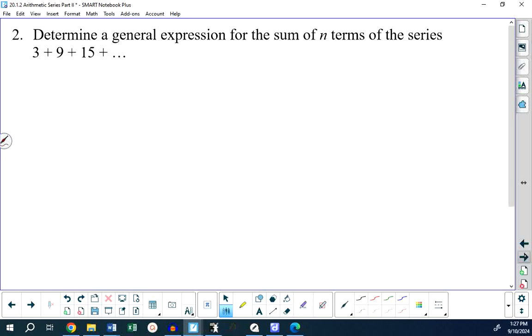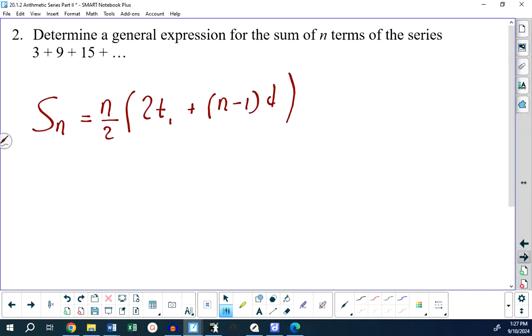Determine a general expression for the sum of n terms. Well, this should be a breeze because we just did this with the question that was asked before, right? I have Sn equals n over 2 times 2t1 plus n minus 1 times d. And these formulas, by the way, would be given to you on a formula sheet. I don't think I've given you a formula sheet yet, have I? Okay, I'll provide one to you in the next couple of days. So we know that the first term is 3. The second term is 9, which means the common difference is 6. All we have to do is put those parameters in there.